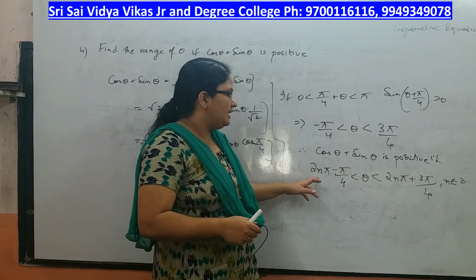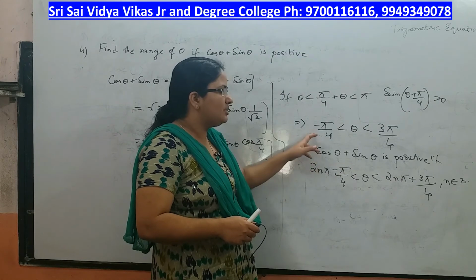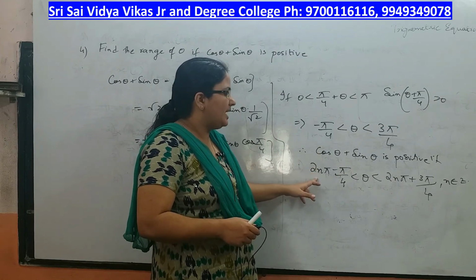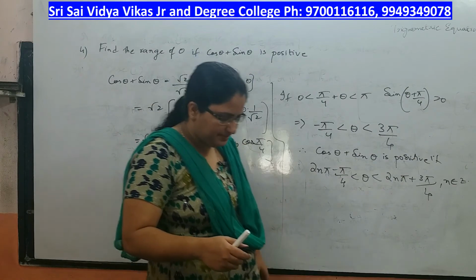Here we are adding multiples of 360. In the multiples of 360 this holds good, that's why we are adding 2n pi. That's about this problem.